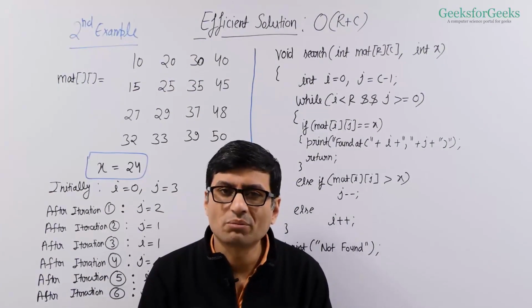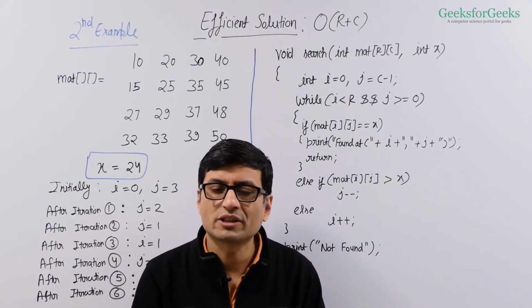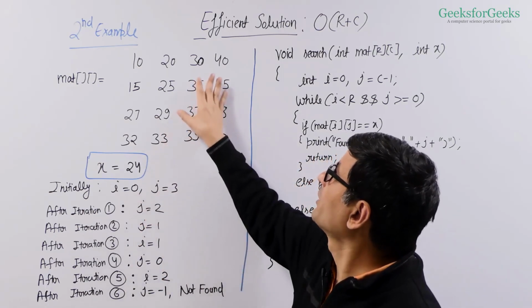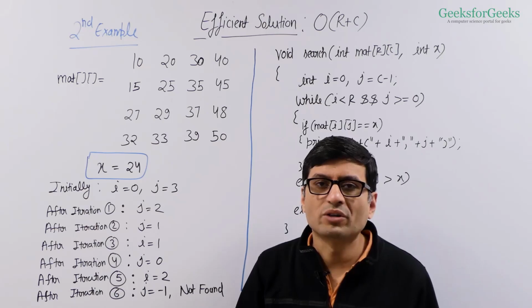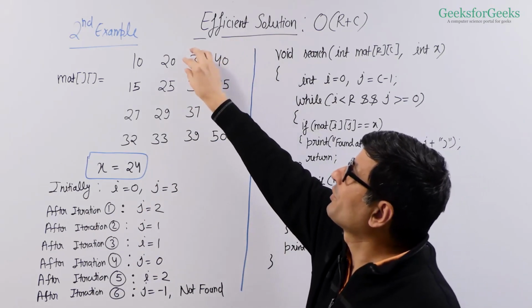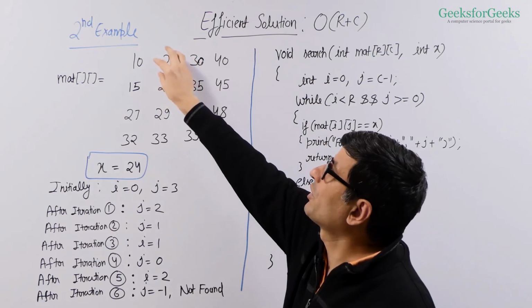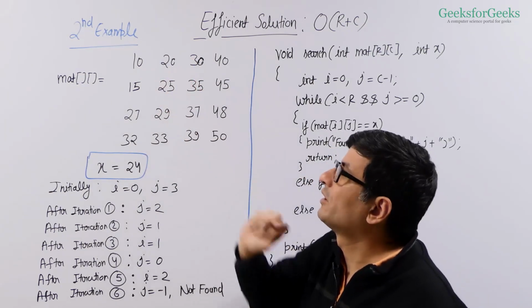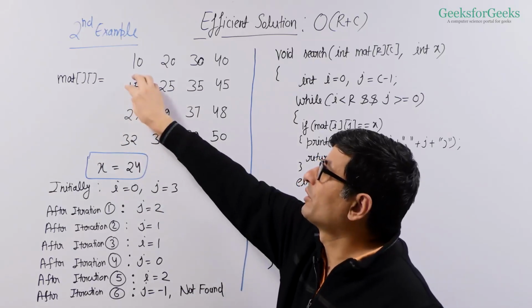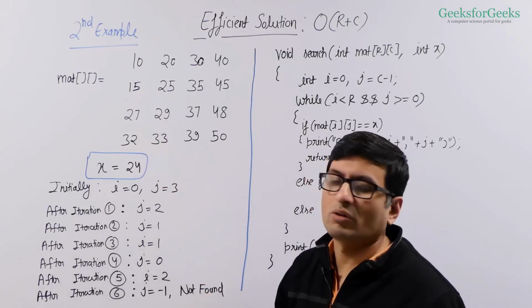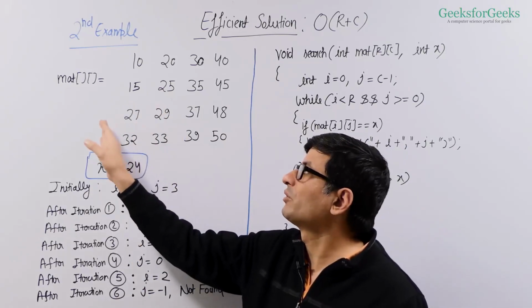Let's now do an example where the element to be searched is not present. Say we are searching for 24 in this matrix. So what are we going to do? We are again going to begin from here. 24 is smaller, we are going to come here. 24 is smaller, we are going to come here. 24 is greater, we are going to come here. 24 is smaller, we are going to come here. 24 is greater, we are going to come here. Now 24 is smaller, we are going to go to the left side.